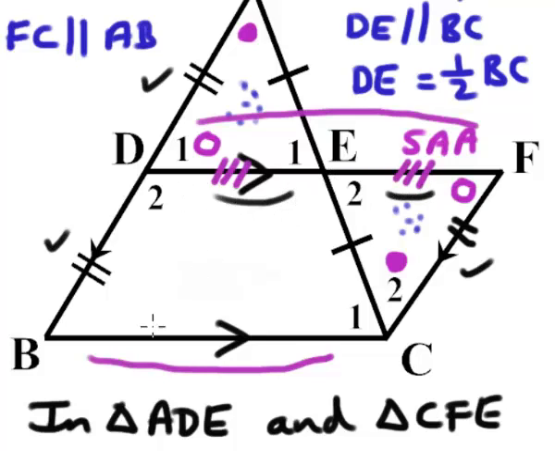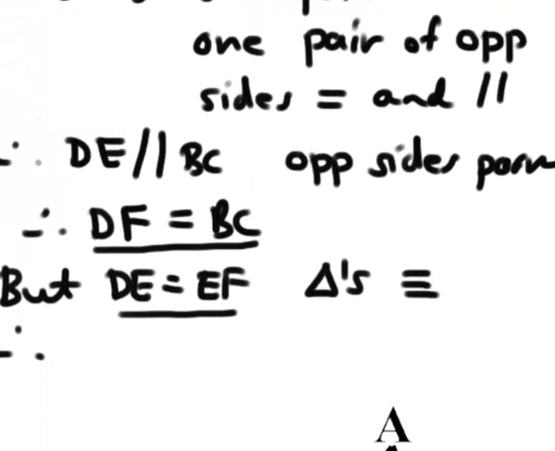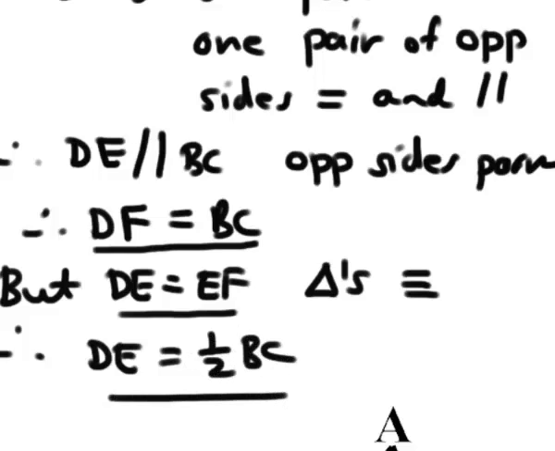Therefore, DE must be half the length of BC. Think about it: if the whole of DF was, say, 20, then DE would be 10 and EF would be 10, but BC would be 20. Do you see that? So, in other words, DE is half of BC, and we've proved the midpoint theorem.